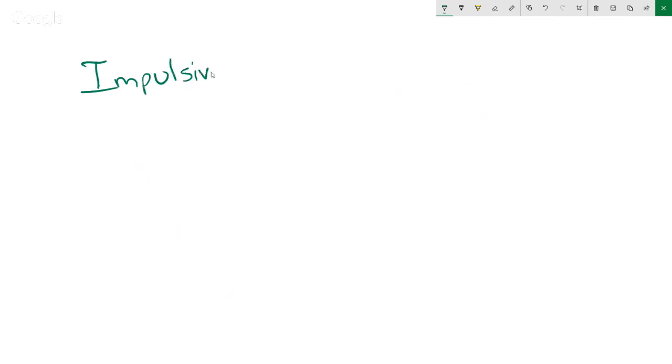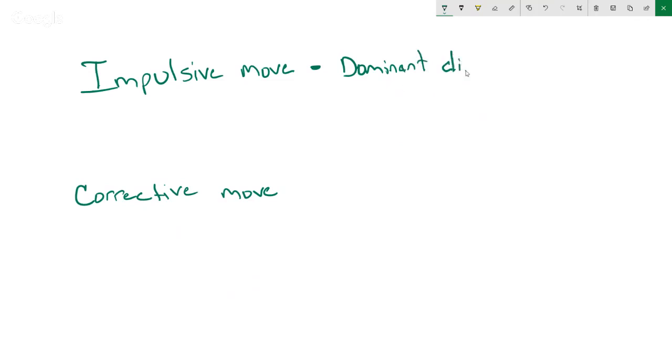Now, when looking at a trend, it has two types of moves. The two types of moves in a trend are impulse move and corrective move. So when looking at a trend, the impulse move is the move in the dominant direction. Okay, now this is important because this move in the dominant direction is persistent, meaning you think it's going to end and it just doesn't seem to end.